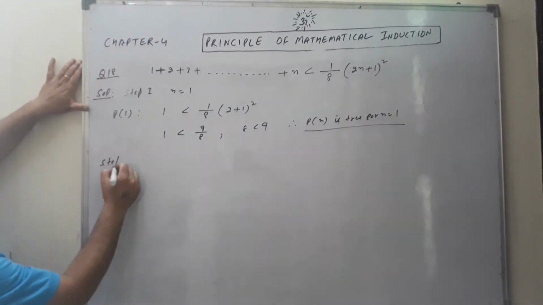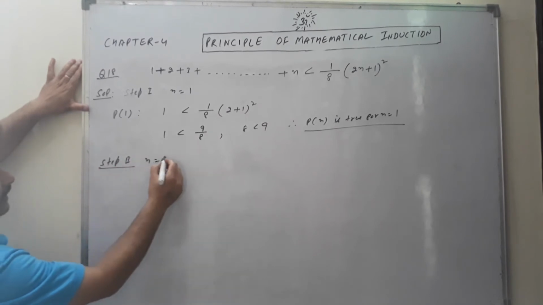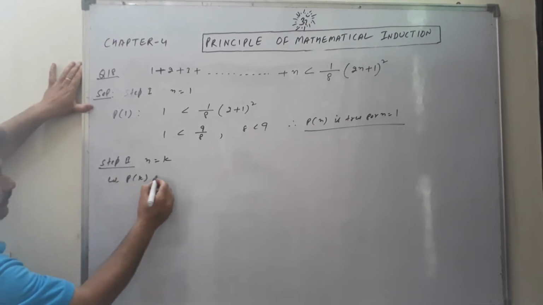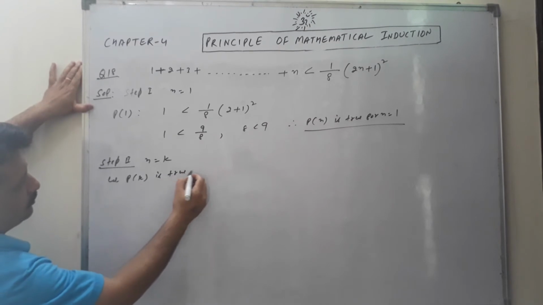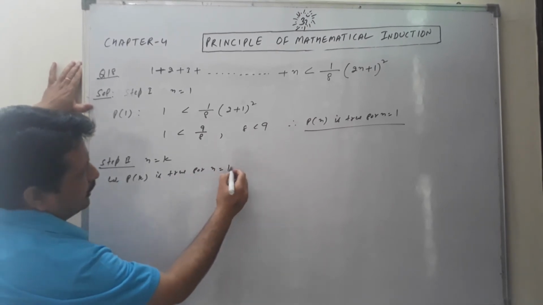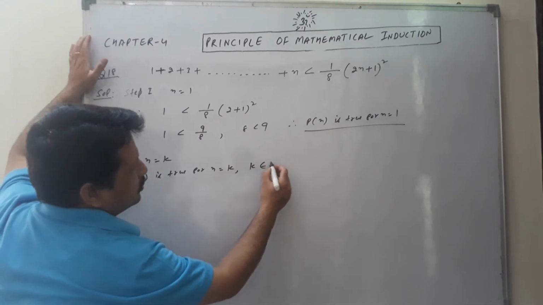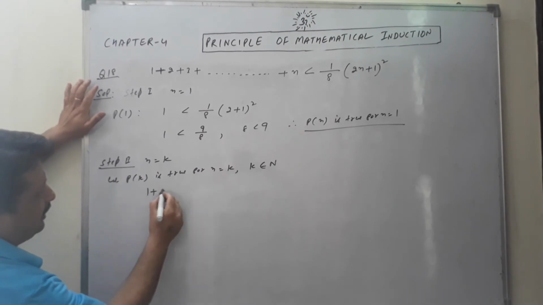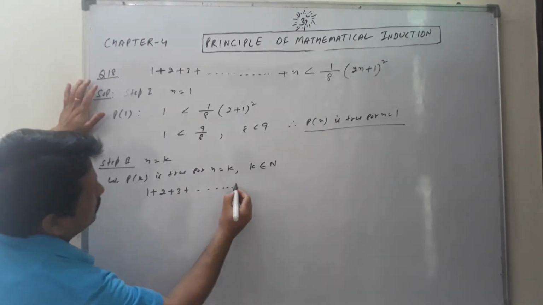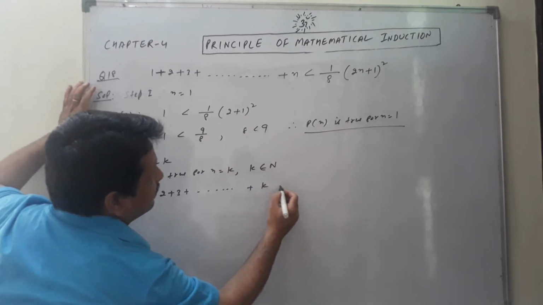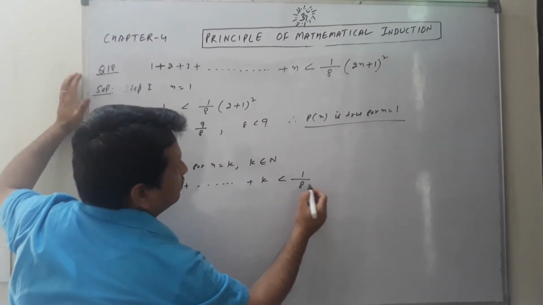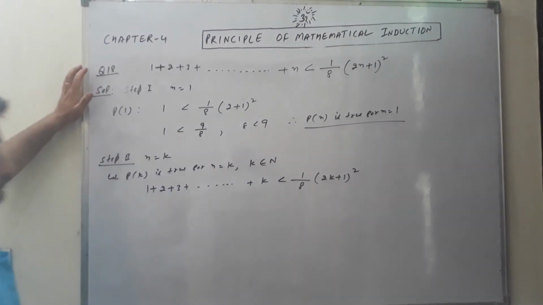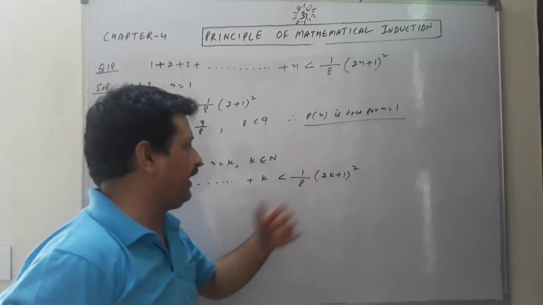Come to step number 2, that is n equal to k. So let P of k be true for n equal to k, where k belongs to natural numbers. So how can we write it, students? It will come as 1 plus 2 plus 3 plus so on plus k is less than 1 upon 8 into (2k plus 1) whole square. So we will change it in the form of k.